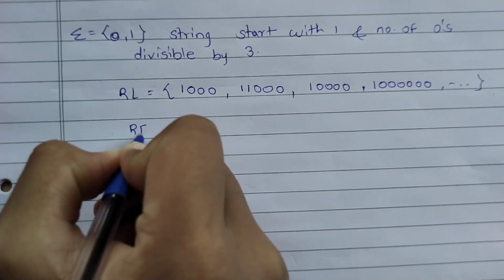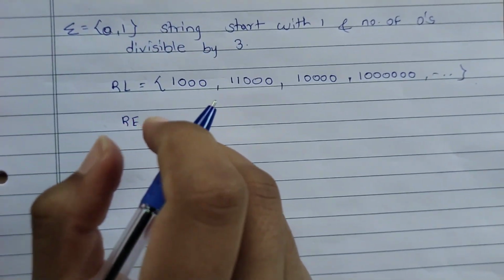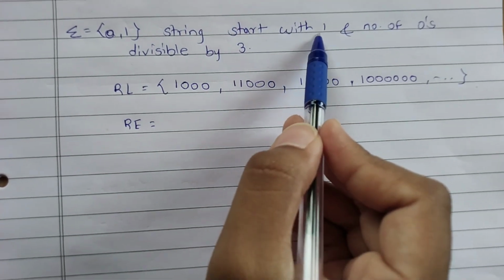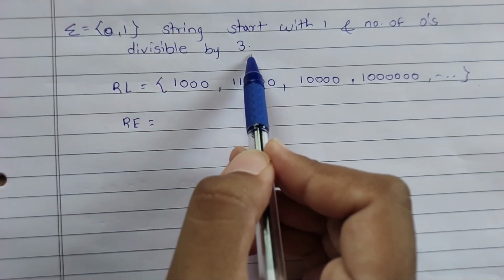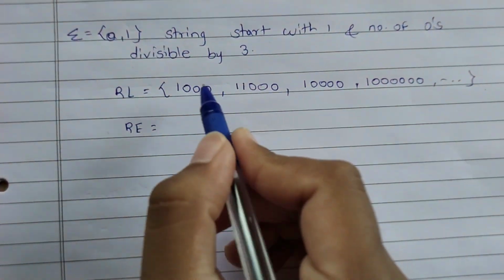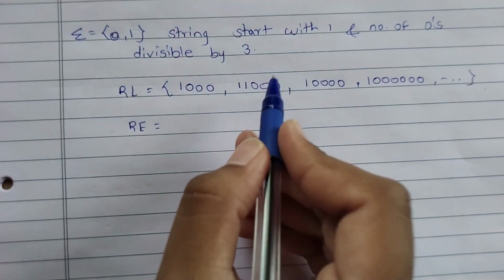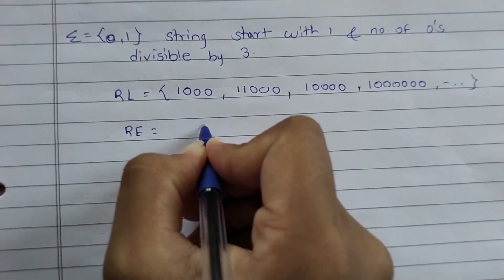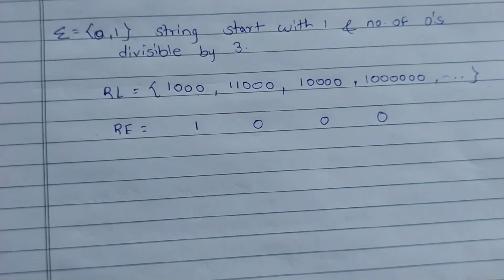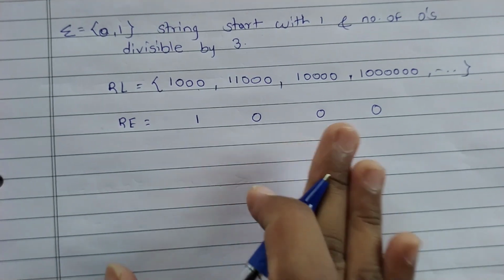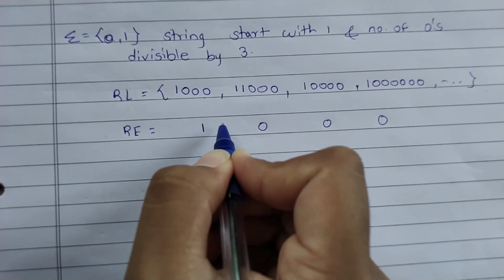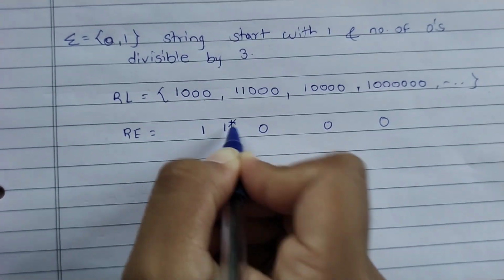Now the regular expression. So three variables are compulsory. One is starting with 1 and then the zeros divisible by 3. So one time these four variables are compulsory: this 1, this 0, 0 and 0. These are the compulsory variables. Now n number of 1s can come after this 1. So this is 1 star.